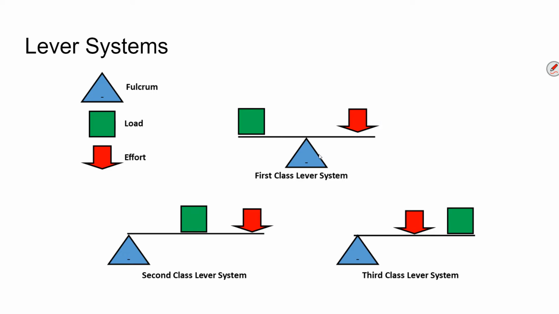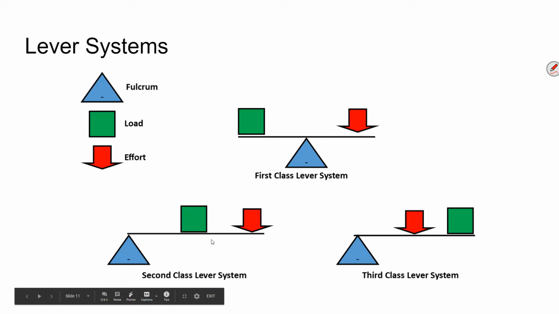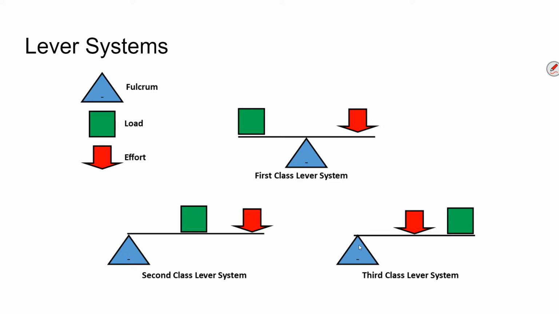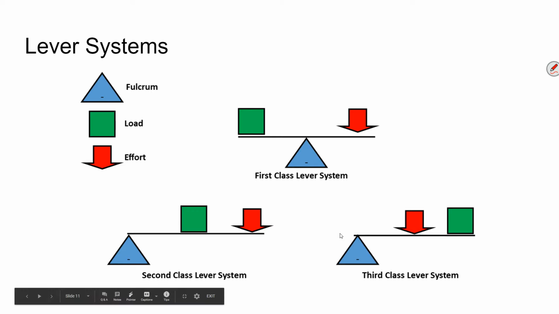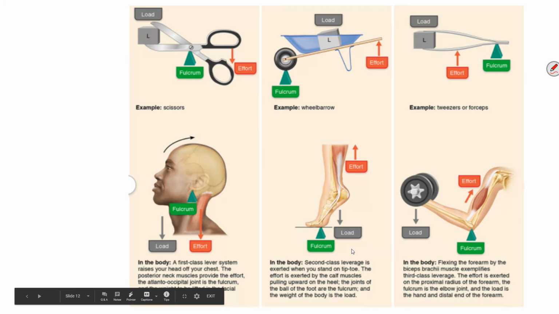First class, the best way to think about this would be like scissors. I'll show you a picture in a second. It'll make sense. Second class would be more like a wheelbarrow. And a third class lever is where the effort is applied between the fulcrum and the load. This is kind of like tweezers, and this is actually the representative of most skeletal muscles. I have a picture here to help with this.